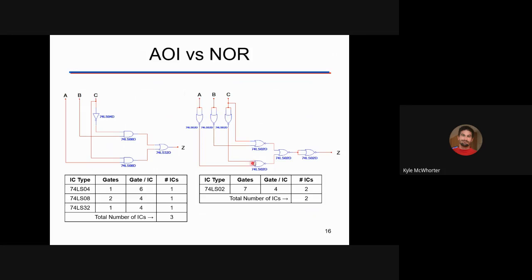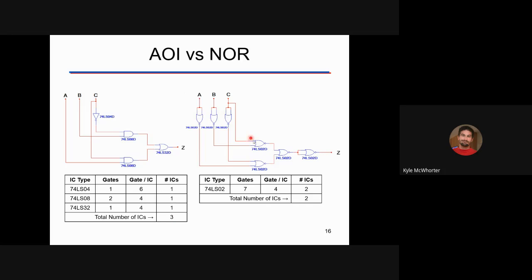But since these are all the same gates, we actually end up using fewer integrated chips, because for this inverter, we need a whole chip, even though that chip has 6 inverters on it. For these 2 AND gates, we need a chip that has 4 AND gates on it. And for this OR gate, we need a chip that has 4 OR gates on it. So we need 4 gates, but that would require 3 different integrated chips.